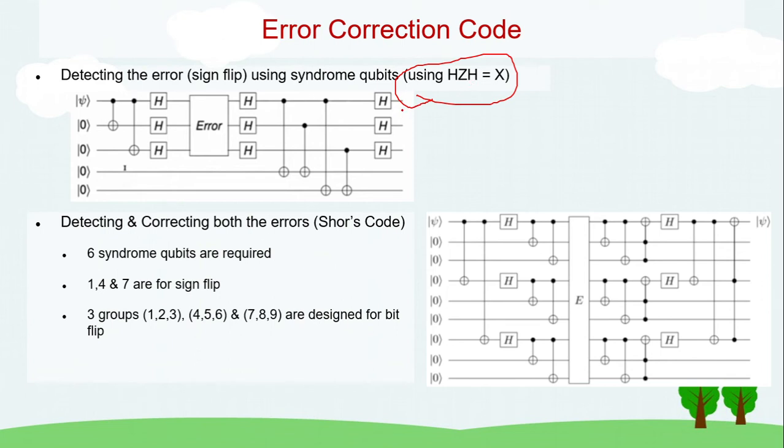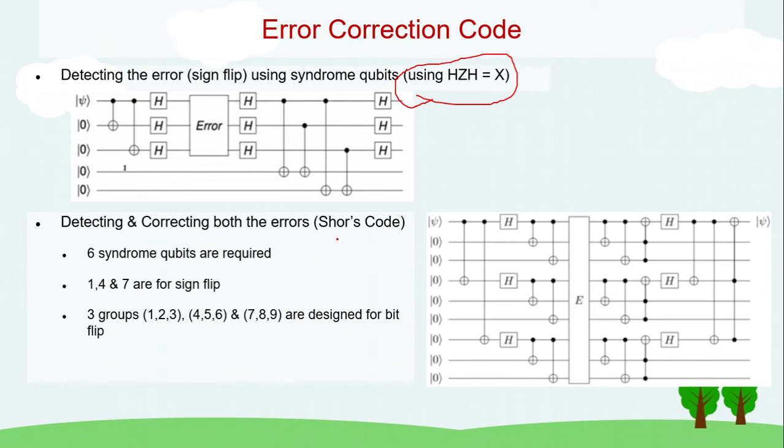So we were able to do bit flip in the previous slide, and sign flip here. We converted the sign flip problem to a bit flip problem, and then we are able to solve it. Then the next question is, suppose both are happening simultaneously, what will we do? So thanks to Peter Shor, again you know him, he made a revolution by his algorithm, right? The Shor algorithm for prime factorization.